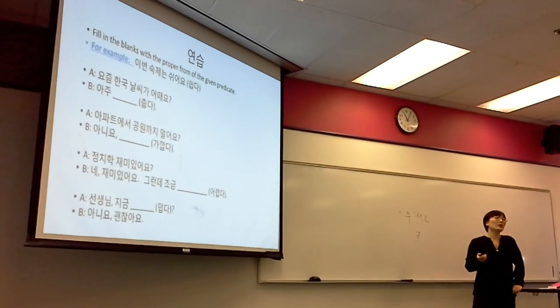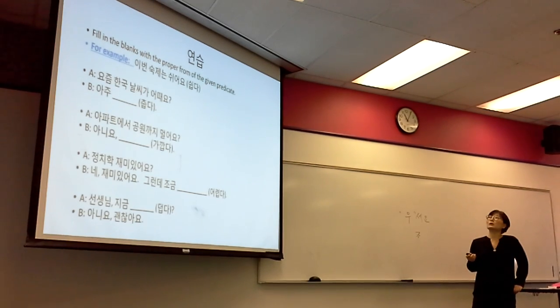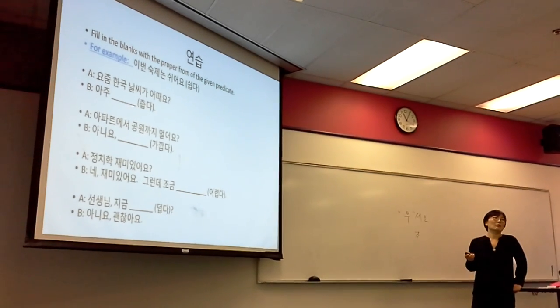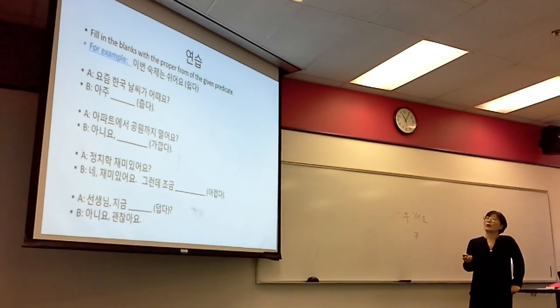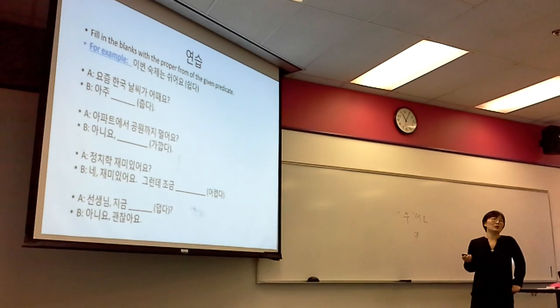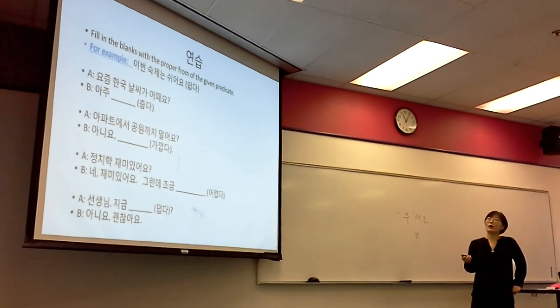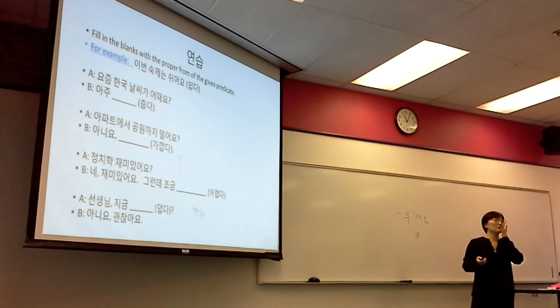한국 날씨가, Korean weather, 어때요? How about? 아주 춥다고. 왜요? 추워요. 추워요. 오케이. 아파트에서, from apartment, 공원까지, to the park, 멀어요? Is it far? 아니요. 가까워요. It's close. Okay?